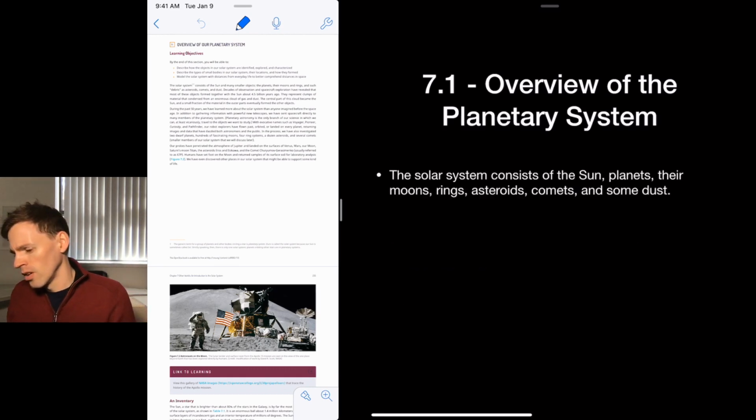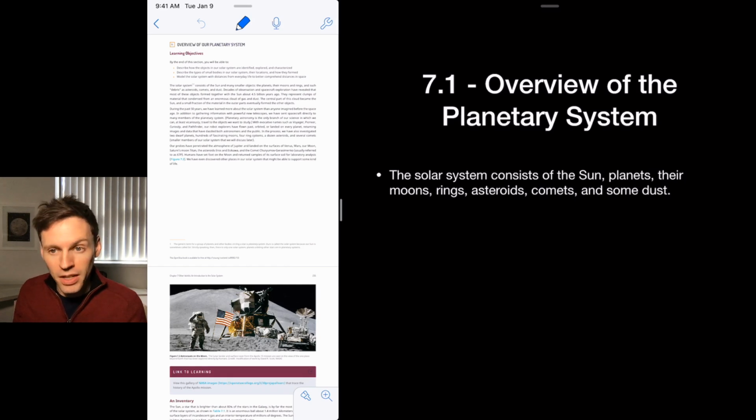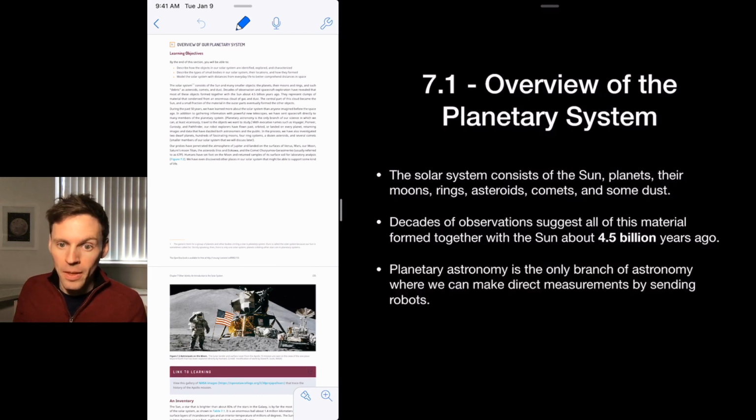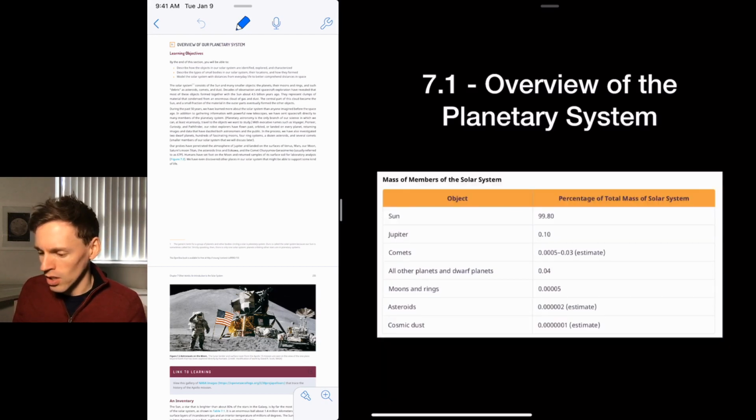Okay, so our solar system: we've got the sun, the planets, moons, rings, asteroids, comets, a lot of dust. Decades of observations suggest that all of this material formed together with the sun about 4.5 billion years ago. Planetary astronomy is the only branch of astronomy where we can actually make direct measurements. We send robots to the planets in our solar system and take measurements. We've talked about how astronomy in general is an observational science because we can't go to other galaxies. But in this case, we have a chance to send robots and go check them out.